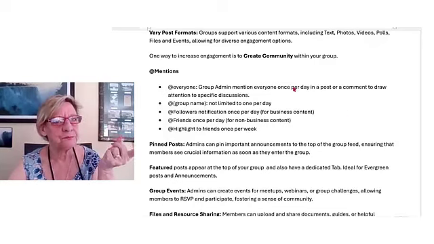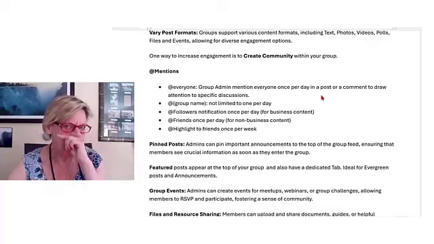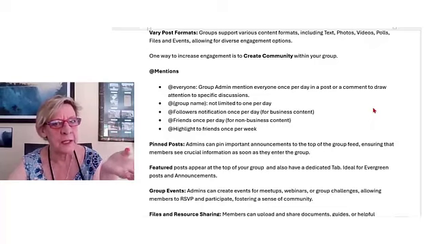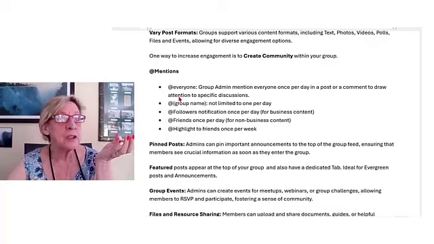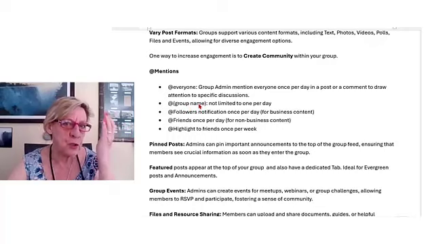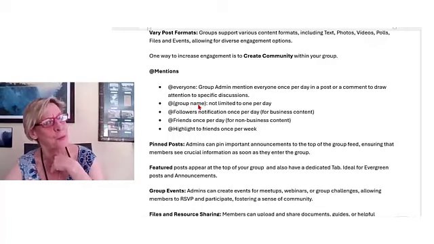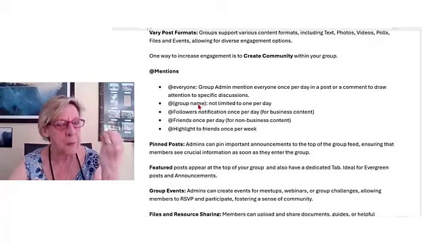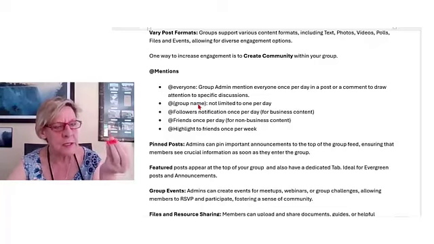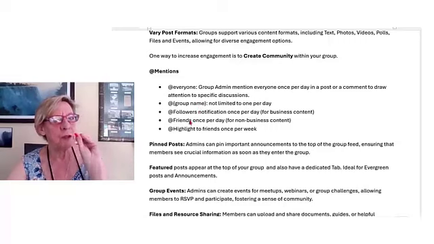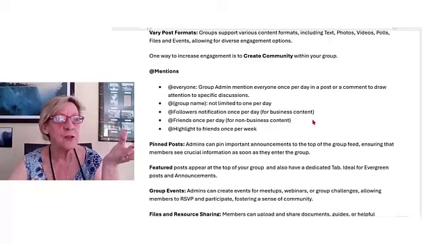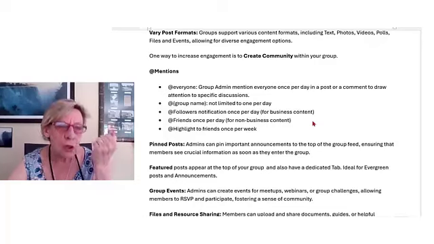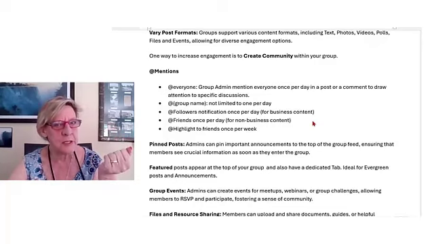The other at mentions that are available, I just want to cover here, is you can also at mention a group. So your groups can at mention my group. That is also a very good way, but you don't want to spam the group. So once again, be careful. At friends, just for you guys for personal content. Don't add friends with business content. Your friends are not necessarily interested in your business.